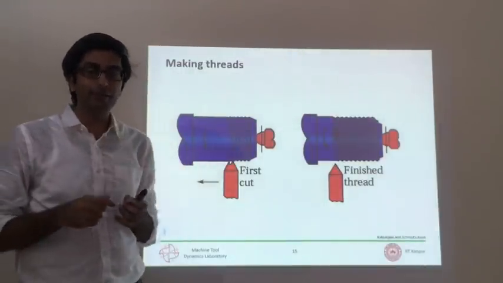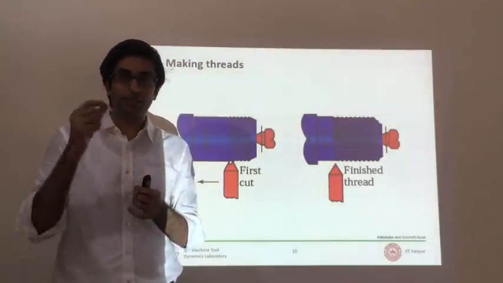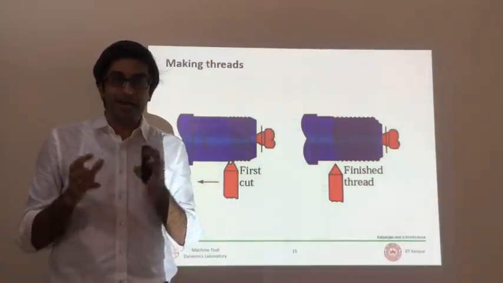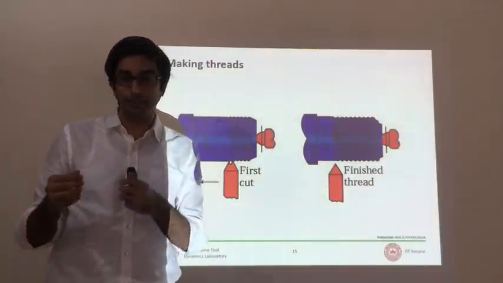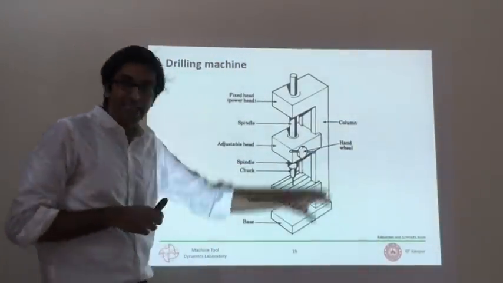Like I gave you an overview for turning, I will briefly discuss drilling, and then I'll also discuss a little of milling before we close this part 1 of the lecture on manual machines. So this is an overview of a drilling machine.